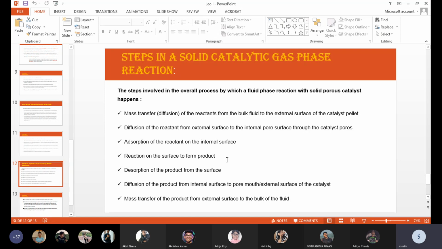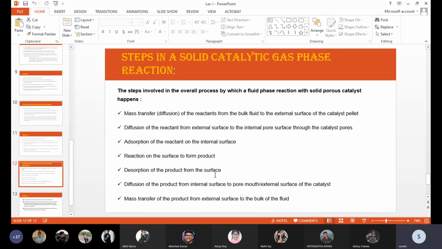Because after adsorption, the reactant molecule will go to a high energetic state. That means at a transition state, it gets higher energy, which is called activation energy, and then the reaction happens to form the product. After the product is formed, the product is also adsorbed on the active center. So to get the product out, there is desorption of the product from the surface. This is another step, the next step after the reaction.